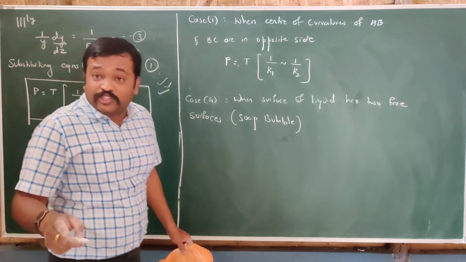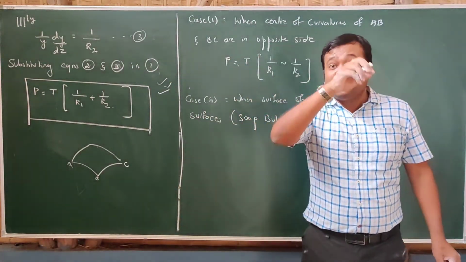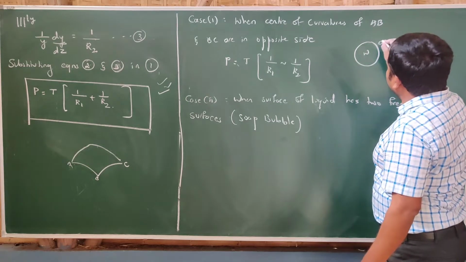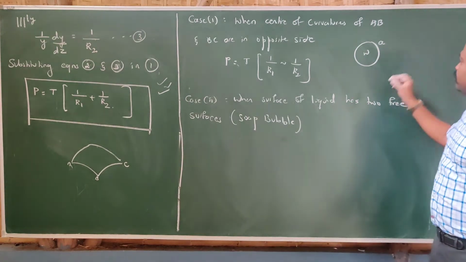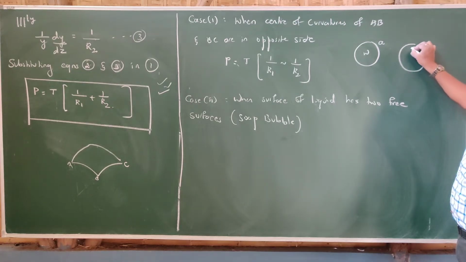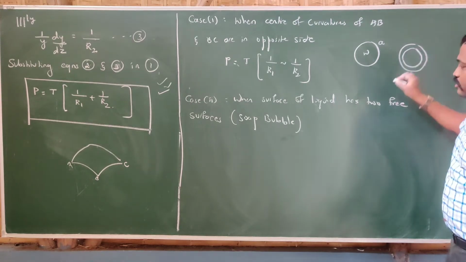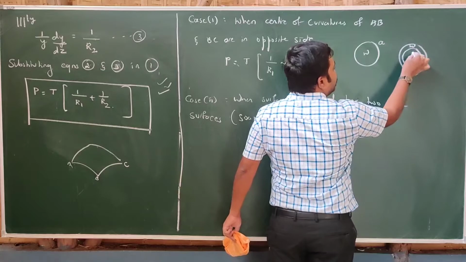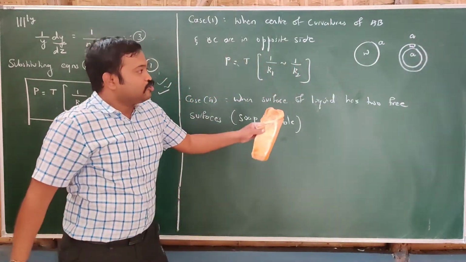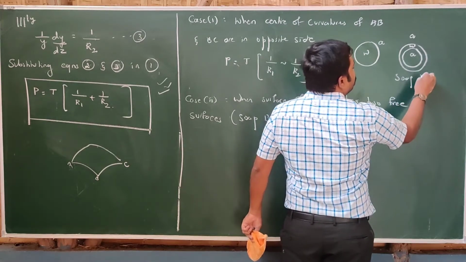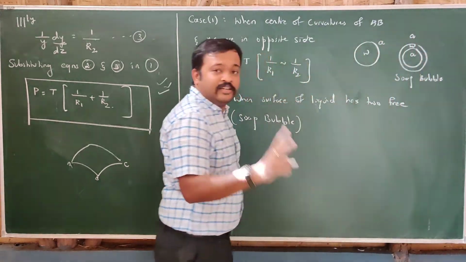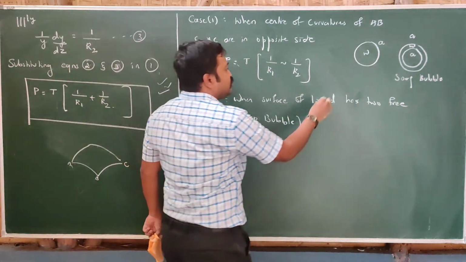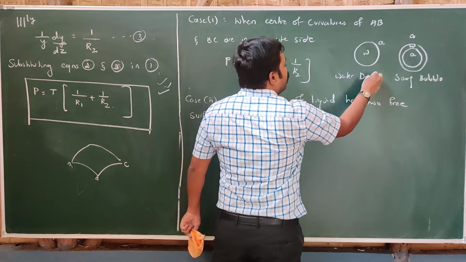You need to understand the difference between a water drop and a soap bubble. This is a water drop. Here there is water and here there is air. If I am considering the soap bubble, it will have two surfaces. So here there is water, and here there is air, and here also there is air. This is the soap bubble. How many surfaces does a soap bubble have? Two surfaces. This is a water drop, which has a single surface.